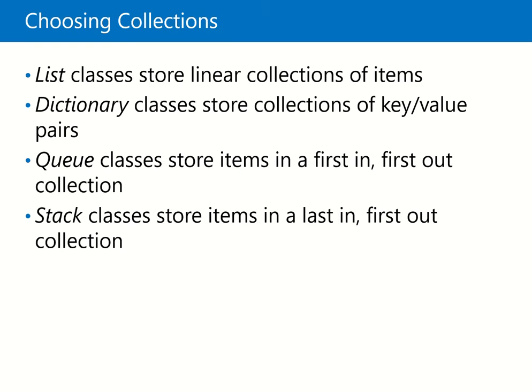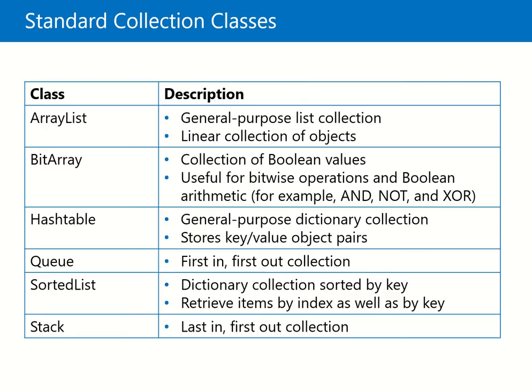Now, choosing the collections, you can have the list classes. The list classes store a linear collection of items. Dictionary stores a collection of key value pairs. Another one is queue. Queue classes store items as a first in, first out collection. Stack classes are the opposite of queue, so it is last in, first out. The last item in the stack collection will be the first one to be displayed. The opposite of queue.